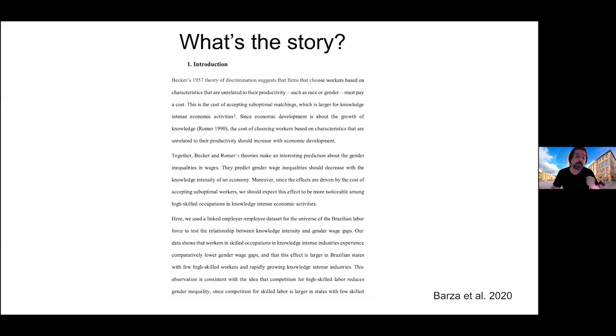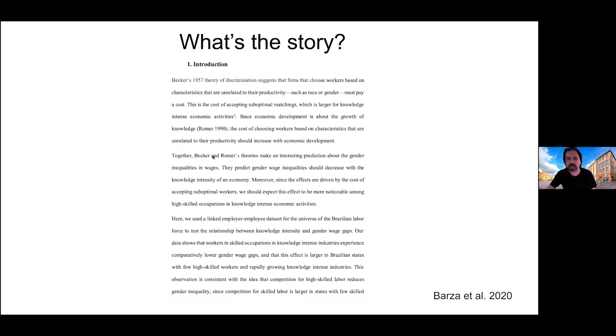So if you're looking at people to pack fruit in a fruit packing plant, that suboptimal matching might not make a big difference. But if you're looking at knowledge intense activities, not hiring a very smart woman because you're hiring, let's say, a smart man, might be a larger cost. So since economic development is about the growth of knowledge, and we know that because of endogenous growth theory, the cost of choosing workers based on characteristics that are unrelated to productivity should increase with development.